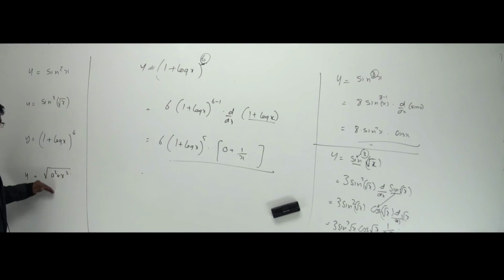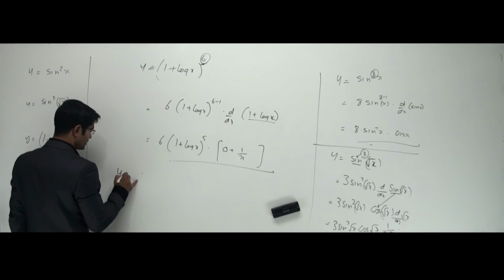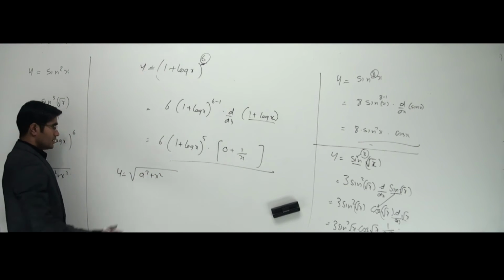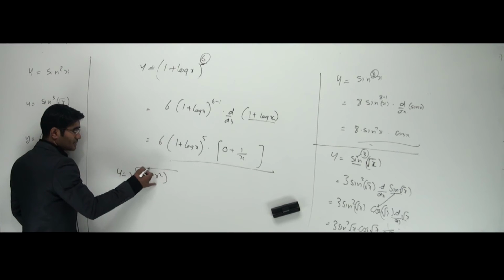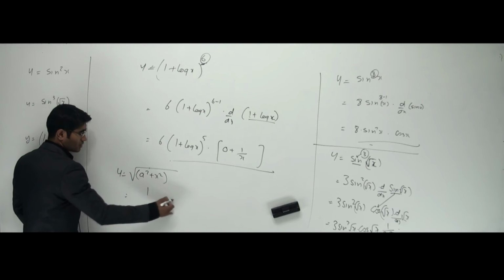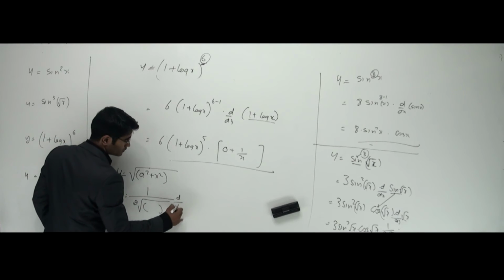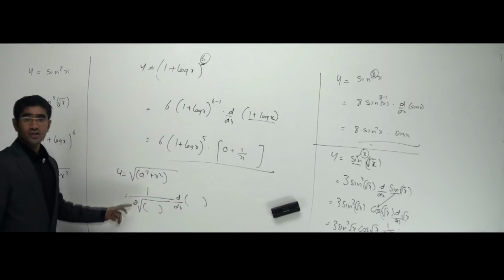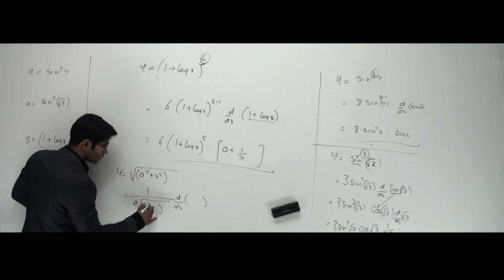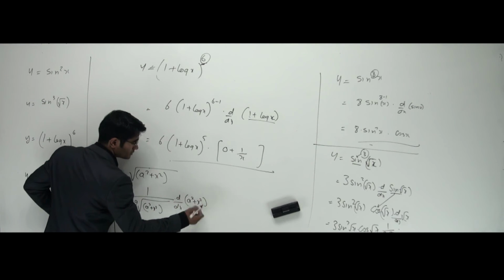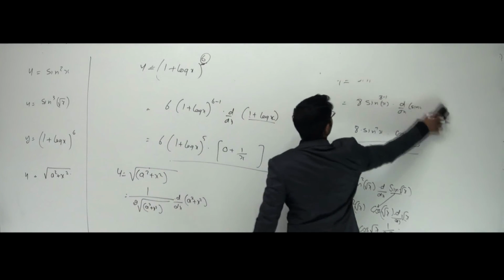That's the answer. The last one is this, that is let's say y is equal to root of a squared plus x squared. Yes. So who is the outermost function? I can take this root as the outermost function, that is 1 by 2 root of whatever function into d by dx of that function. So who's inside now? I have a squared plus x squared. Here also I have a squared plus x squared. So what happens? It's very simple.